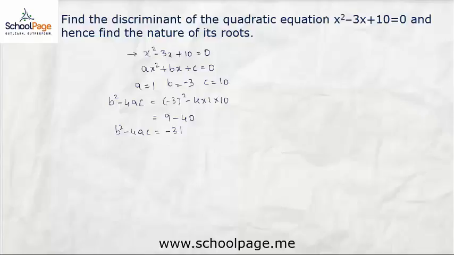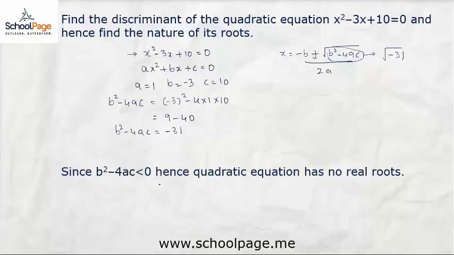Now, if we had to find the roots of the quadratic equation x² - 3x + 10 = 0, then we can use the quadratic formula x = (-b ± √(b² - 4ac)) / 2a. In this, the value of b² - 4ac is already found to be -31. So, the square root of -31 will be an imaginary or a complex number. Hence, we say that if b² - 4ac is less than 0, then the quadratic equation has no real roots.